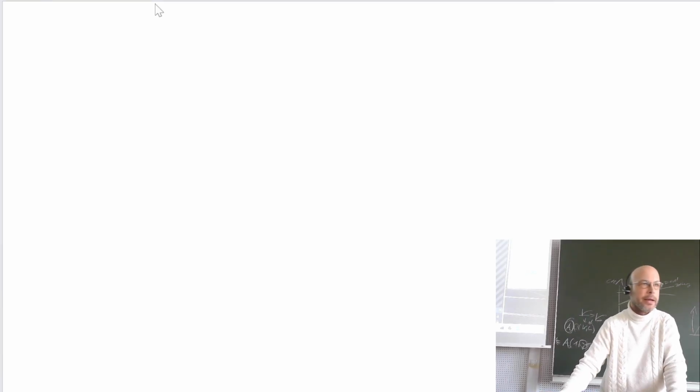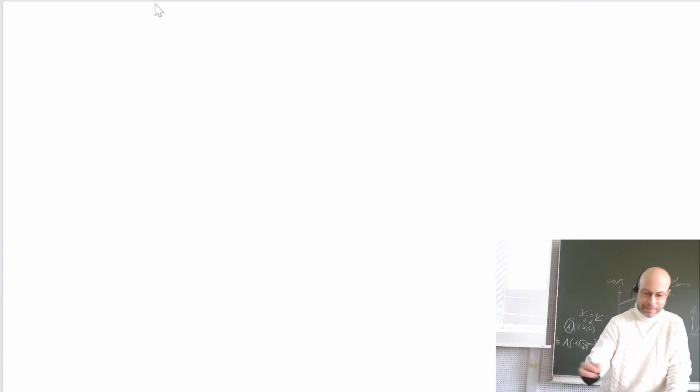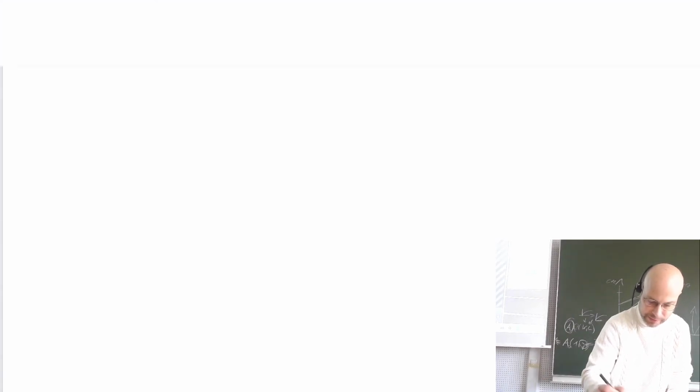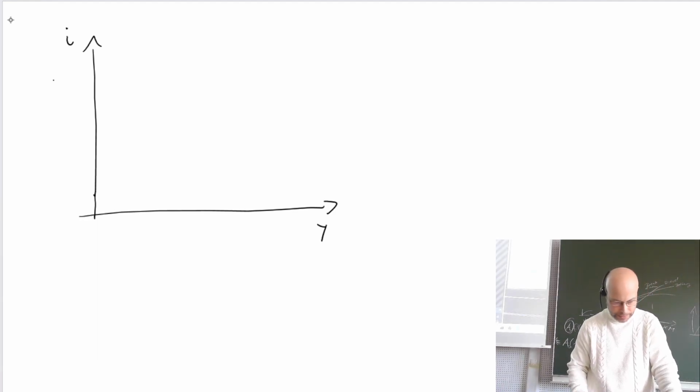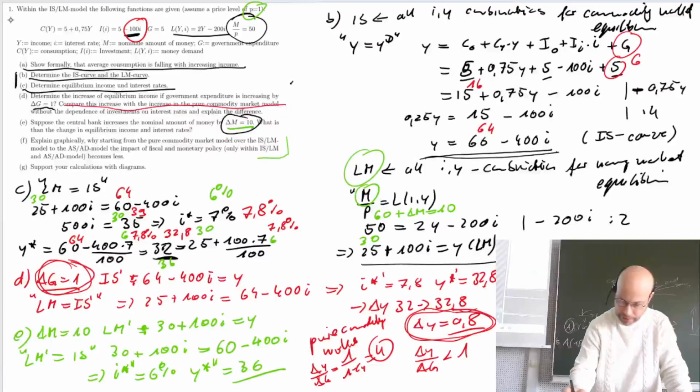you also draw a little diagram, because then I think you know what you are doing when you do the calculations. So let's draw the diagram for the ISLM model, with interest rates and income, and let's have a look at the IS equation.